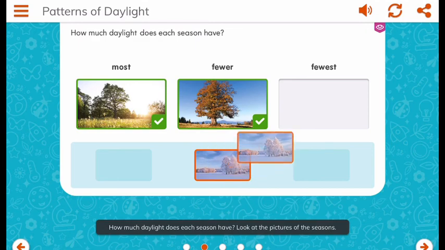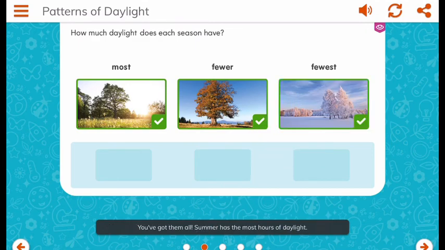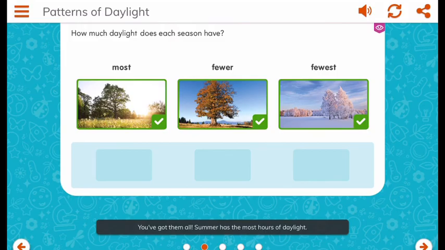Awesome. You got it. Summer has the most amount of daylight, fall has fewer, and winter has the fewest.